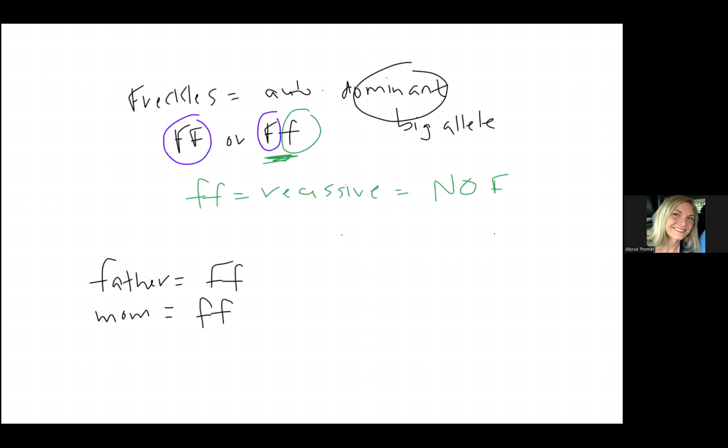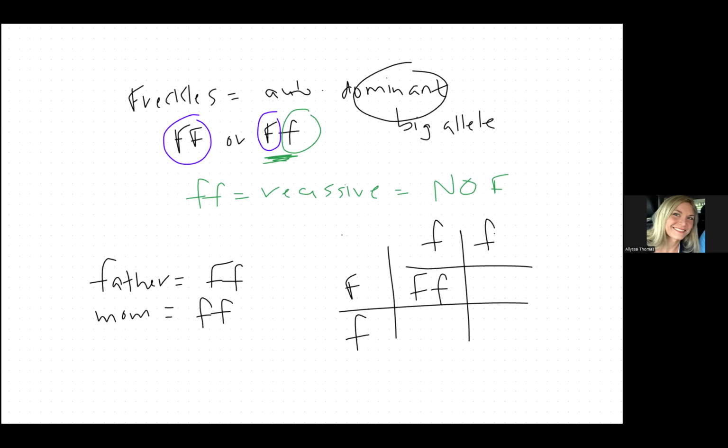We're going to put mom at the top and dad on the side. Now this child, if this ended up being their genotype, they would be heterozygous, and they'd have freckles. Big F, little f for the next, they would have freckles. Little f, little f, nope, they don't have freckles. Little f, little f, no, they don't have freckles.